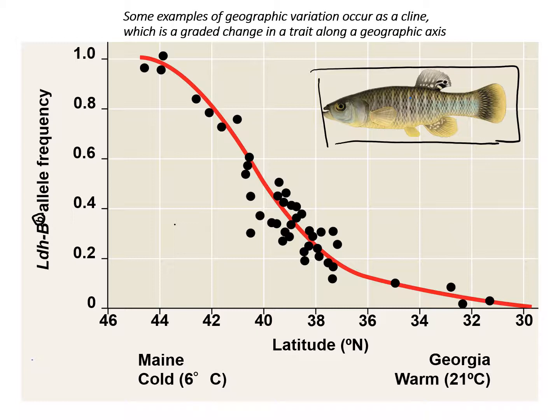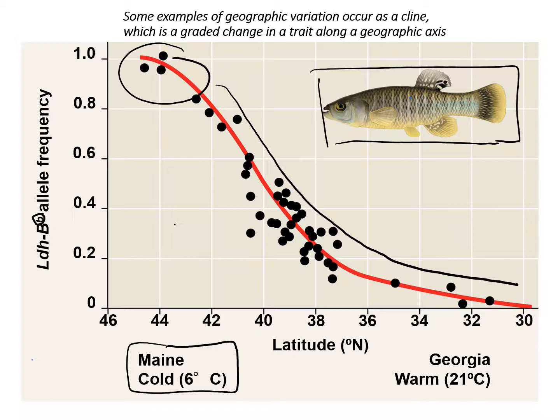In the killifish populations that live in colder environments, we see a much higher allele frequency for the LDHB B form. And as we go towards warmer temperatures, the frequency of that LDHB B form decreases. So these killifish that live in the warmer environments, say off the coast of Georgia, are going to have a higher frequency of the LDHB A form.